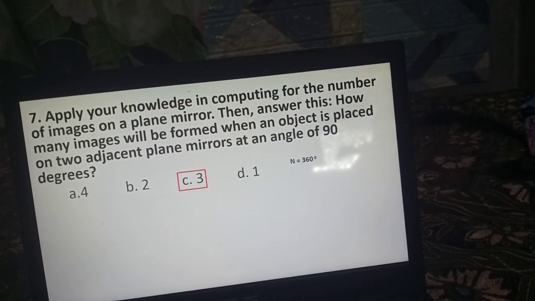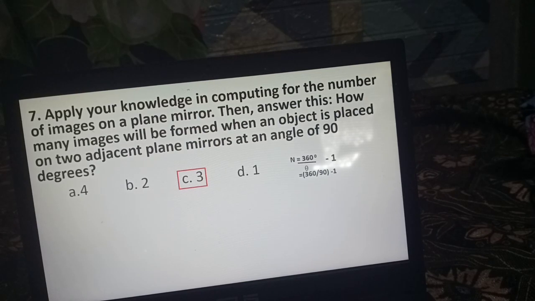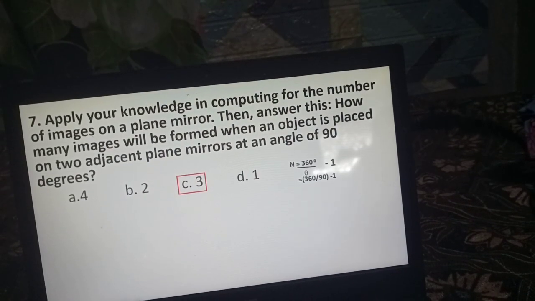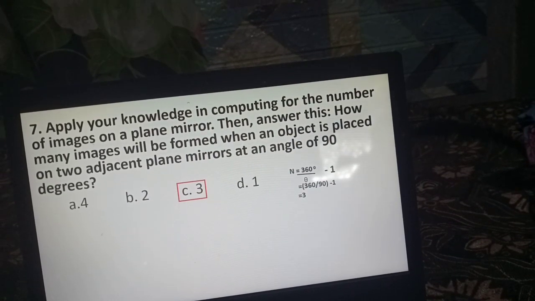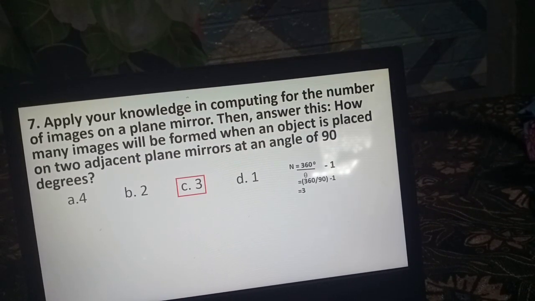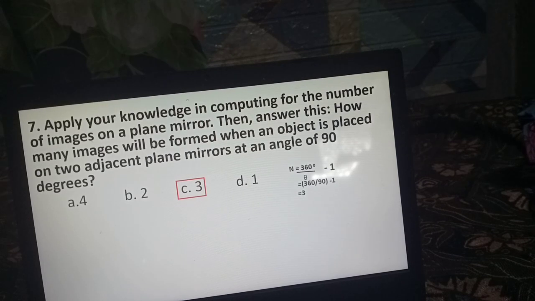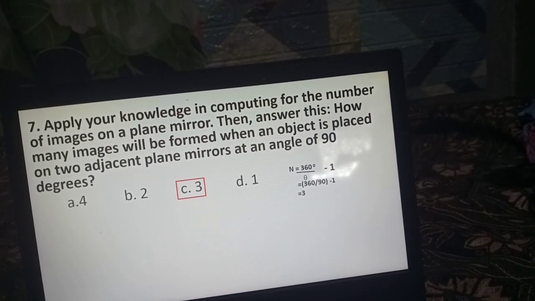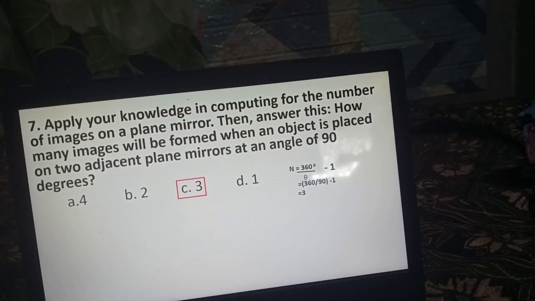So we have here the computation. N equals 360 degrees divided by the angle minus 1. Substituting the given to the formula, you have 360 divided by 90 minus 1. So, makancel out naman na ang degree. Okay, both found on the numerator and denominator side. 4 minus 1, the final answer for the number of images seen on a plane mirror at an angle of 90 degrees is actually 3.